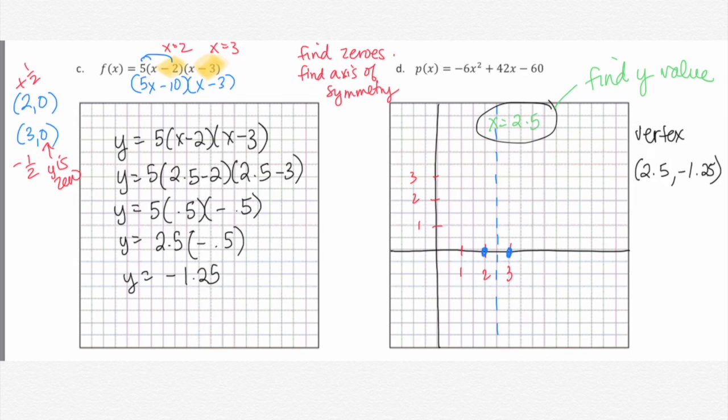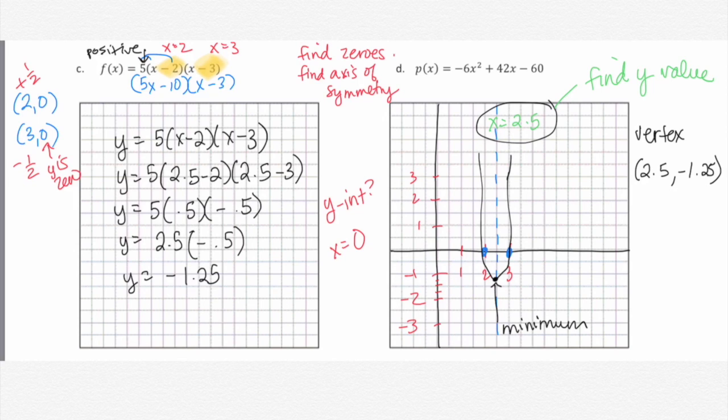And I know because this is going upward that that's going to be my minimum point on the graph. So all the other points are going to be above it. So my domain is going to be all real values, and my range is going to start at negative 1.25 and go up to positive infinity. I also have two intervals that you can see there.